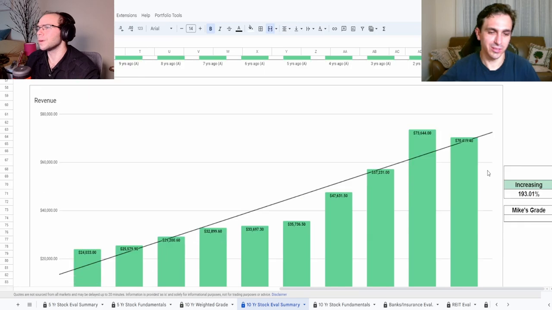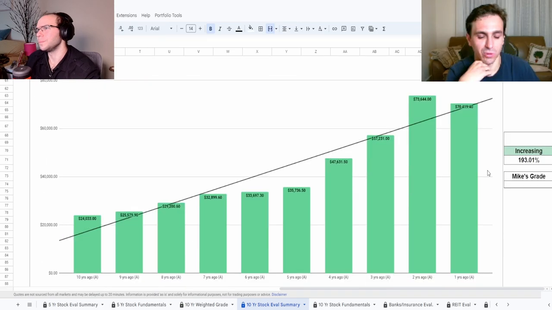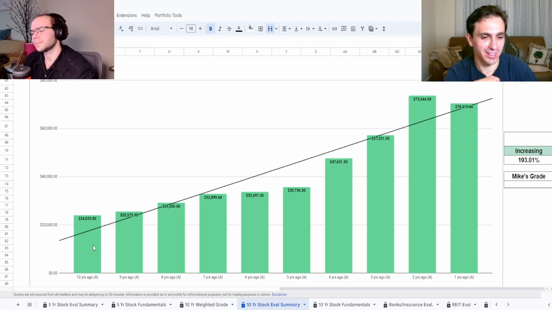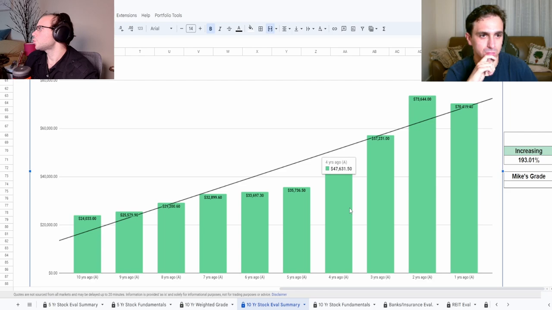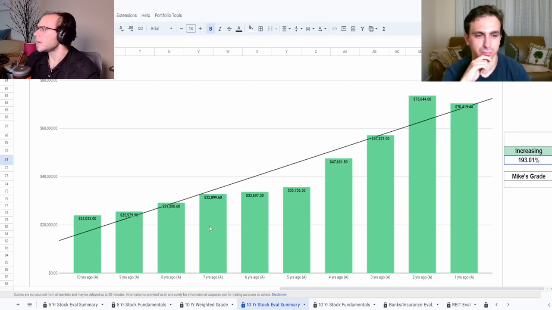Intel has a long way to go, fighting its way out of its grave. It's not even fighting in the ring, it's just fighting for its life at this point. Revenue is looking amazing. We got $24 billion one year ago and now $70.42 billion, an increase of 193%. Again, nice consistently increasing, with a drop as of one year ago, but overall it is nicely increasing.